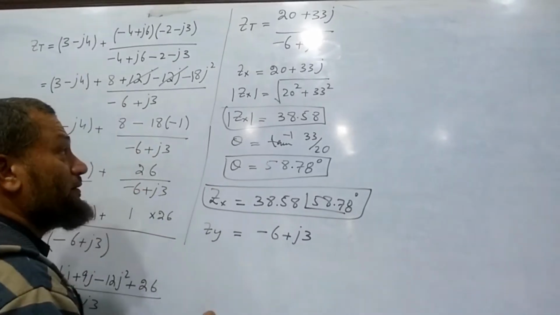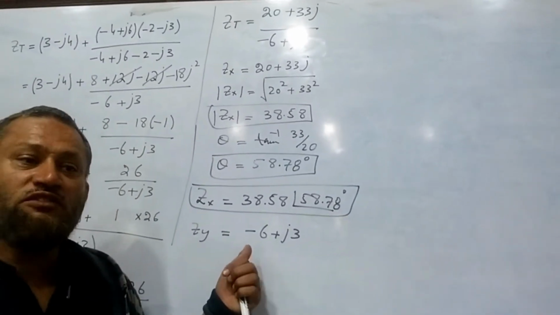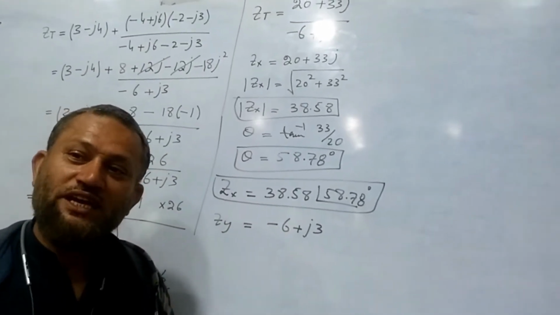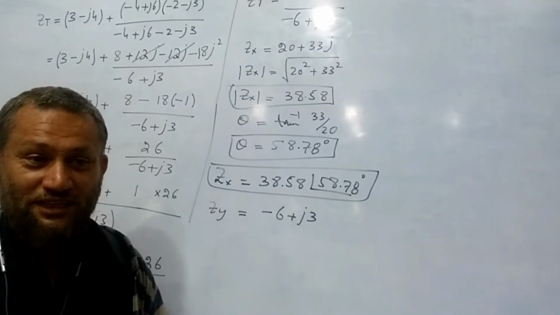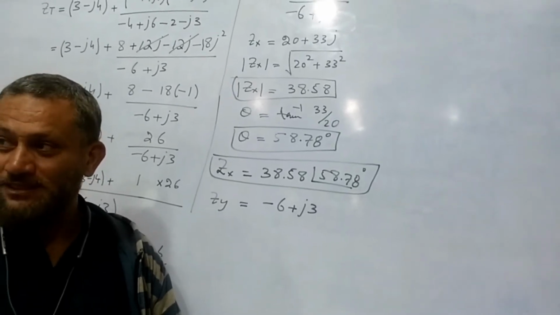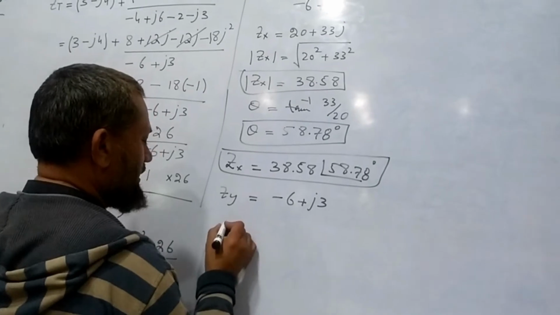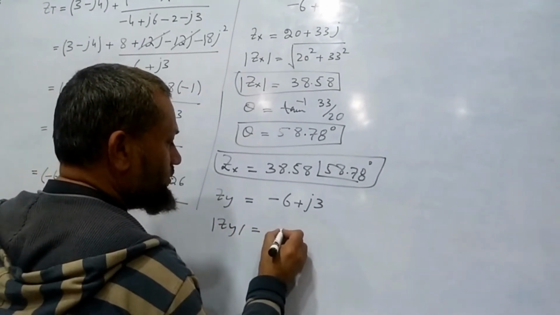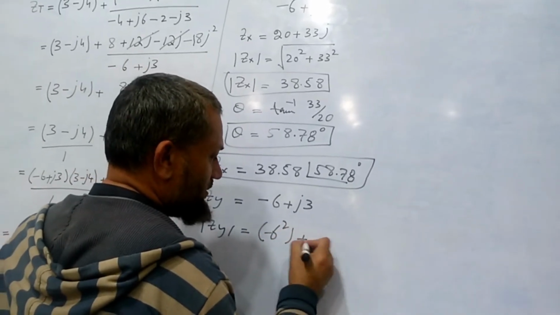So look at over here. It is a special case for theta. Real is minus, so in theta we will add or subtract 180 degrees. Understand my point? So zy magnitude is equal to minus 6 square, same as 6 square, plus 3 square.